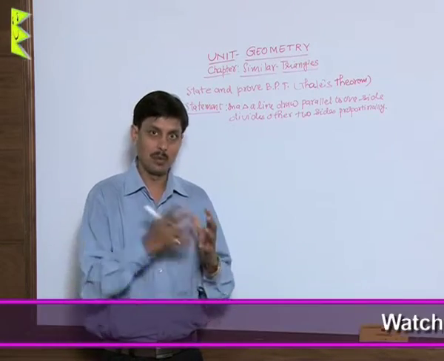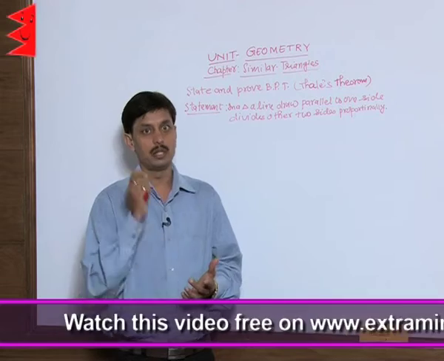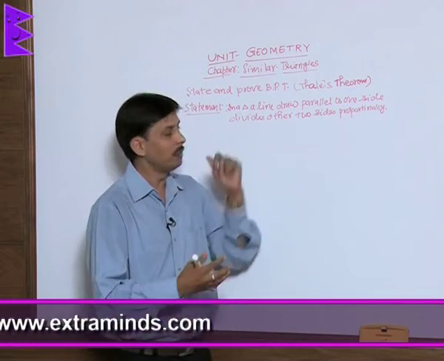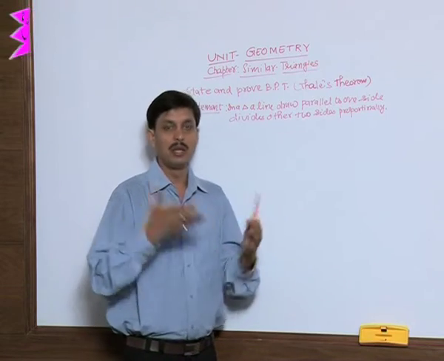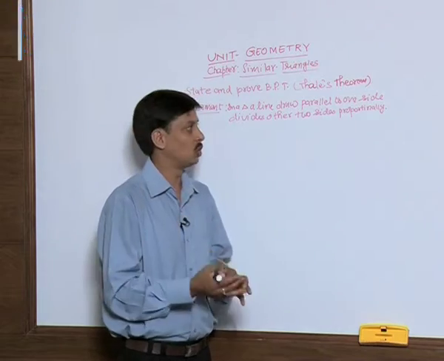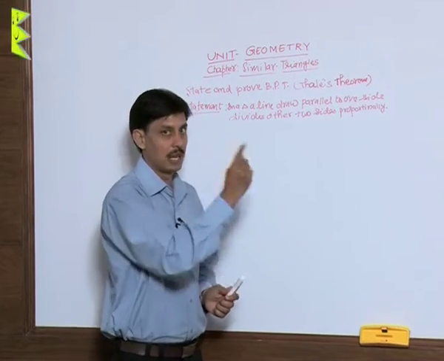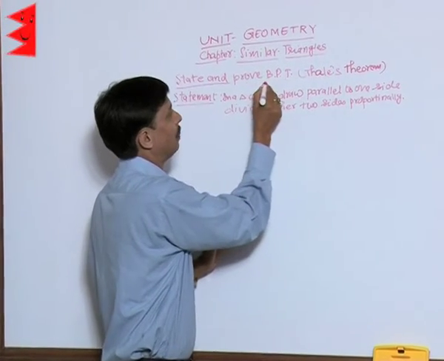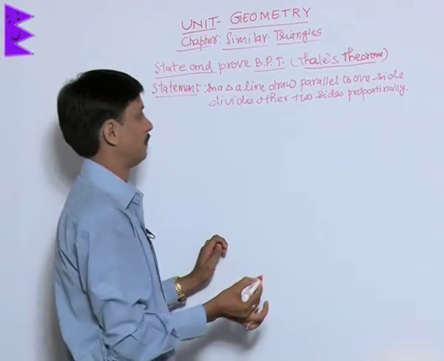So in exam, if a question comes like this, state and prove BPT, state and prove basic proportionality theorem, or state and prove Thales theorem. In order to explain the statement, construction and proof of this theorem, I want to tell you to keep with me on the steps which I am doing. That is, state and prove BPT, basic proportionality theorem, or another name, the Thales theorem.